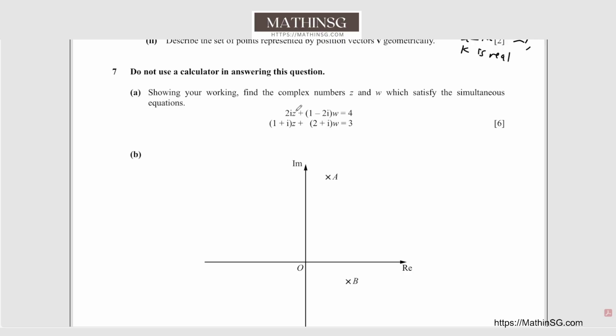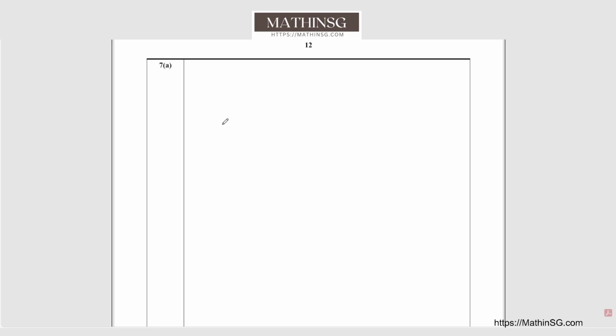After you get the answer, sub your z and your w into this equation and check whether you get 4. Then do the same for the second equation: sub z in, sub w in, and see whether you get 3. If you get it, that means you'll get your 6 marks. All right, so now let's go to this. We have these equations here. Let me copy it here first.